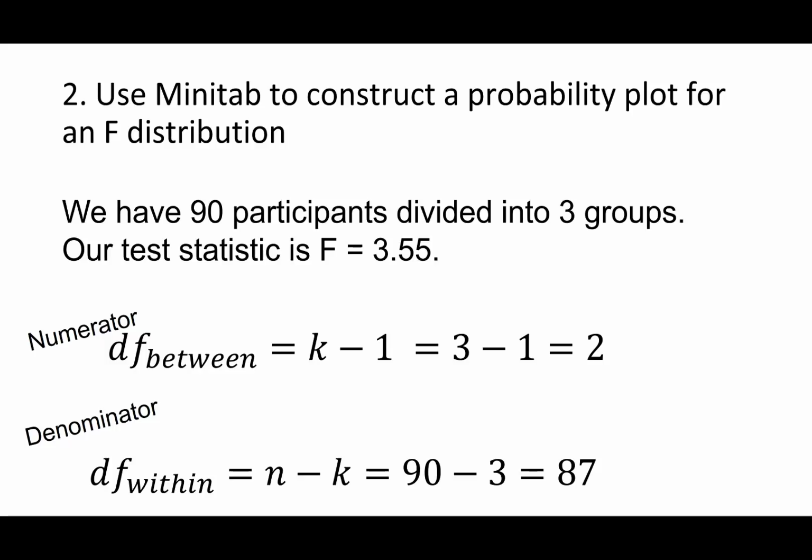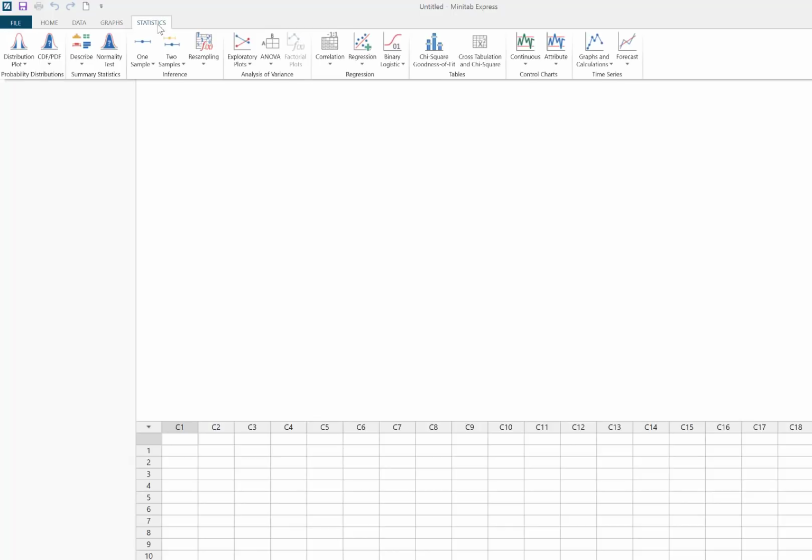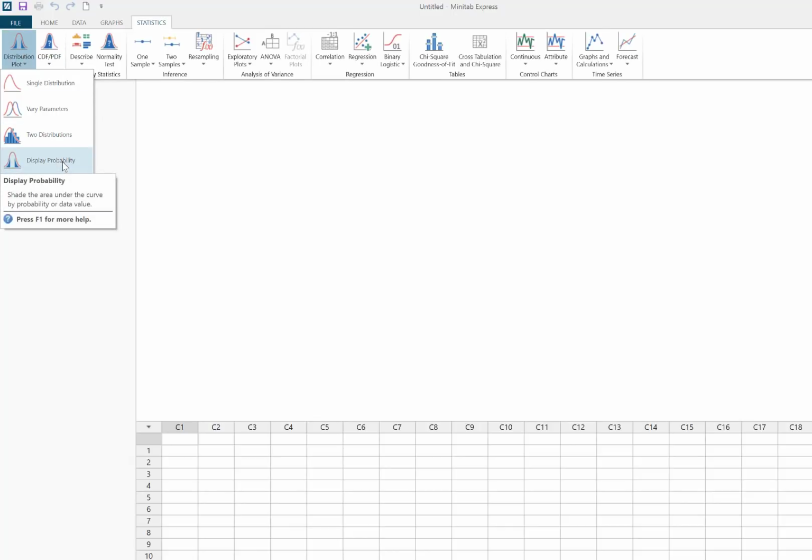I'll take you to Minitab Express now to construct an F distribution with 2 and 87 degrees of freedom to find the p-value for an ANOVA with a test statistic of F equals 3.55. The procedure for constructing an F distribution to find a p-value is similar to what we've done in the past with the z and t distributions. I'm going to construct a probability distribution plot to display the probability.